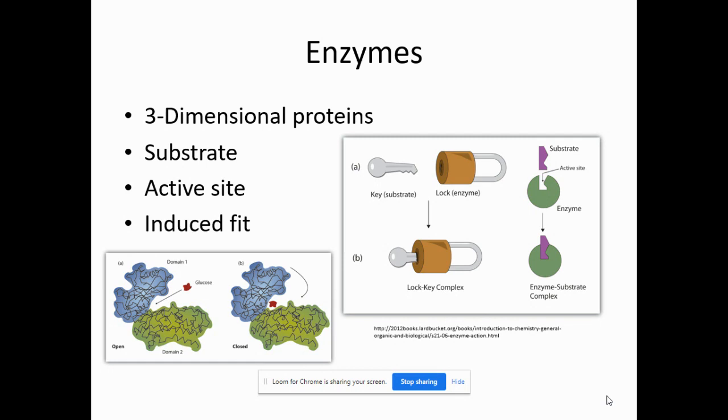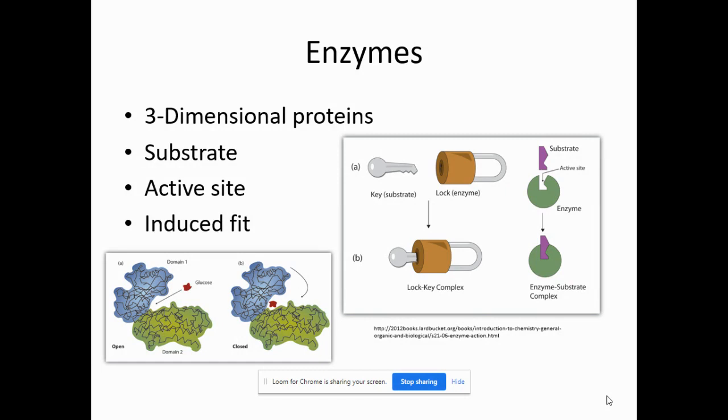So enzymes are proteins, right? Or most enzymes are. And when we talked about proteins, they have multiple levels of structure. So enzymes themselves are three-dimensional. They have that hierarchy of structure: primary, secondary, tertiary, quaternary levels of structure that proteins have. So they're three-dimensional. Okay, and so the reactant or reactants that enzymes work on are called the substrates.